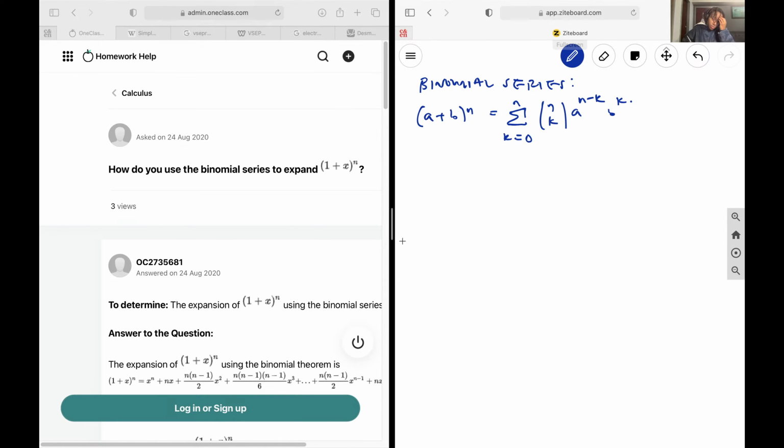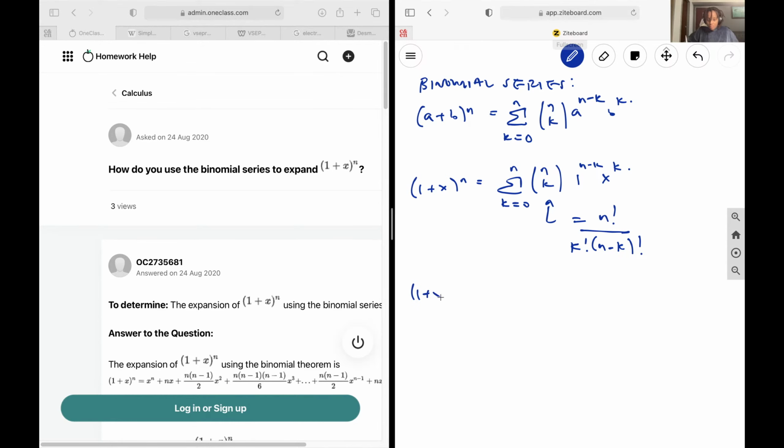So if we substitute in a is equal to 1 and b is equal to x, we will get the expression from k is equal to 0 to still n of n choose k, 1 to the power of n minus k, x to the power of k. Now, we know that 1 to the power of any function of x is always going to give you 1. And so we can just rewrite this as 1 times this, which is just this expression. And then we can decide to expand out n choose k, and this can be rewritten as n factorial over k factorial times n minus k factorial.